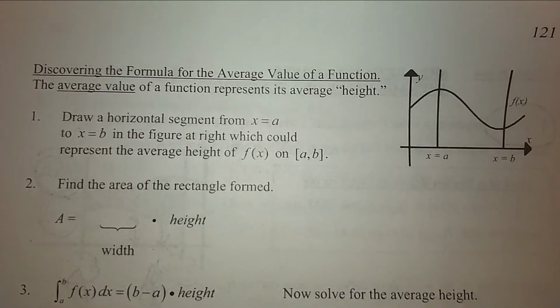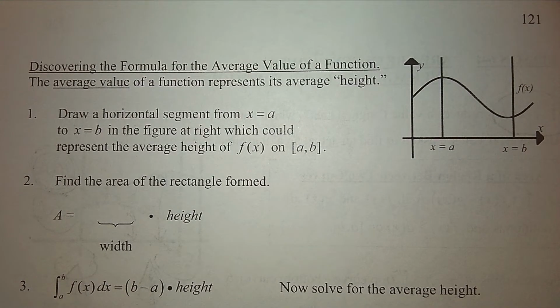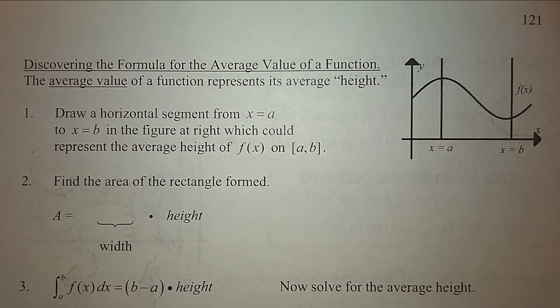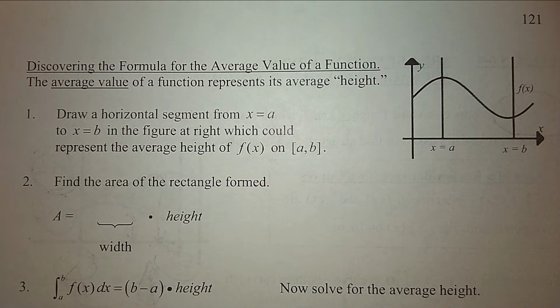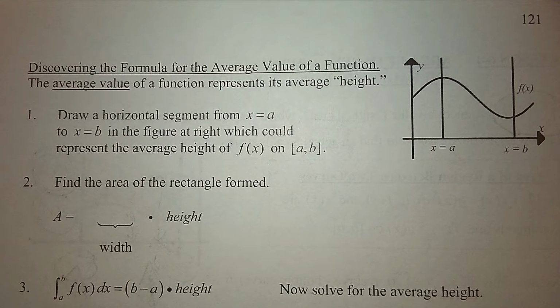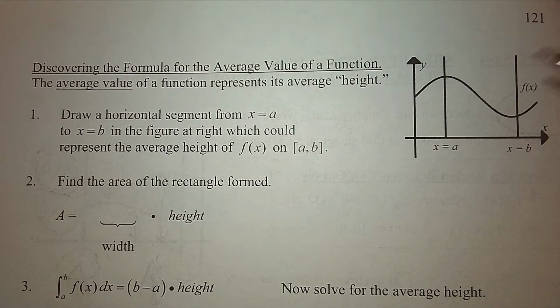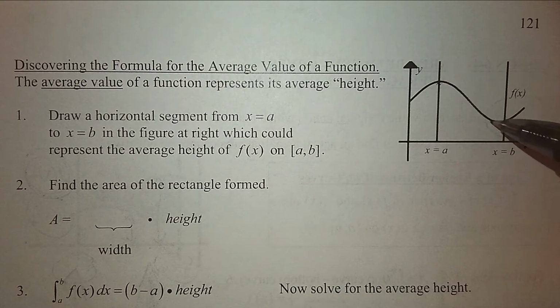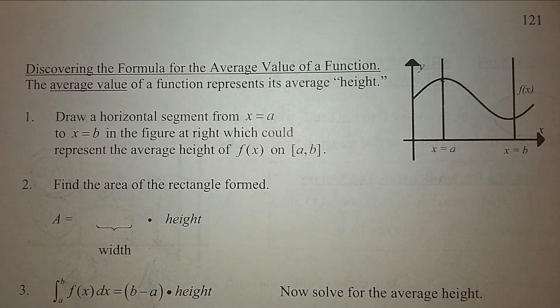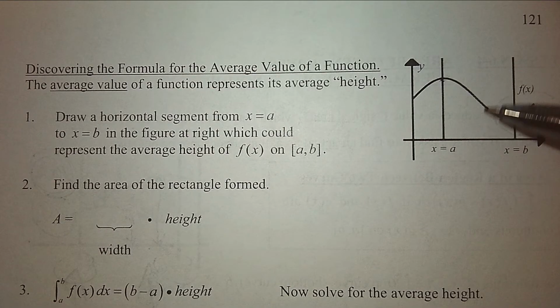Discovering the formula for the average value of a function. The average value of a function represents the average height. Another way of thinking of it is what's the average y value as you go from one bound to the other. So if you look at the y value all the way through, what's the average y value from A to B, or the average height?